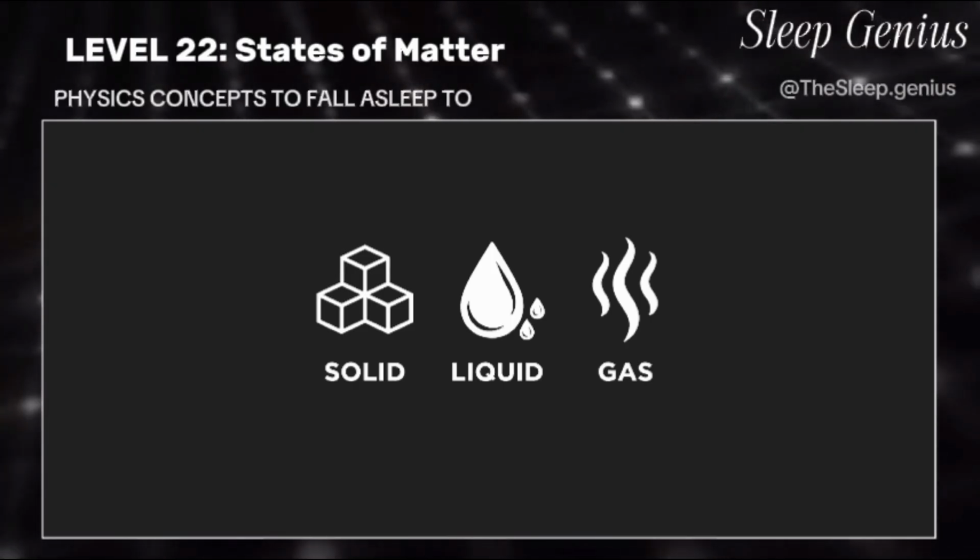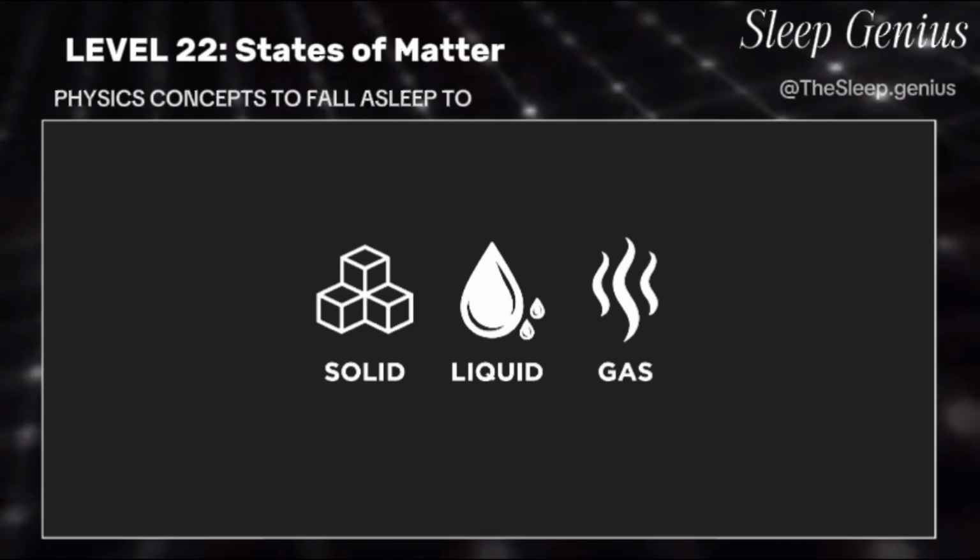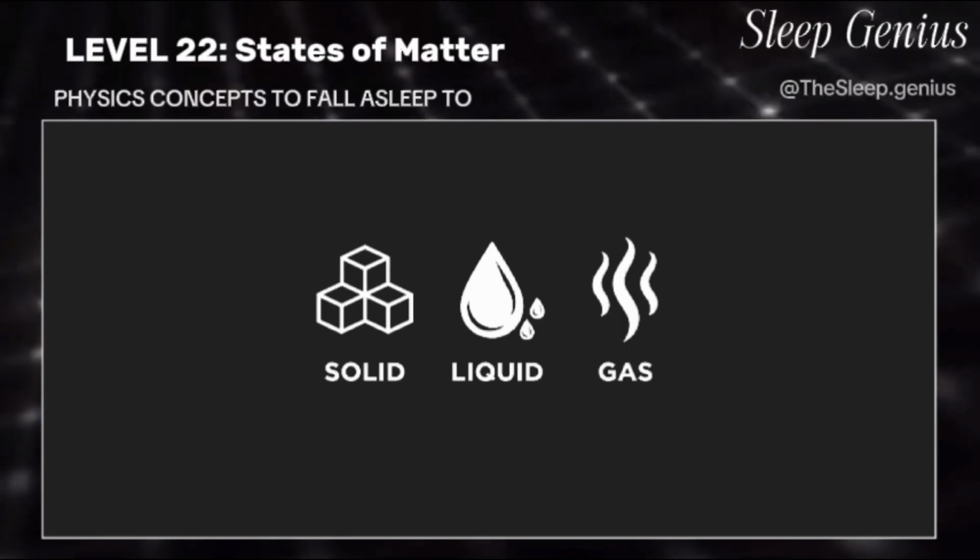Changes of state occur when energy is added or removed. Ice melting, water boiling, oxygen and air. Extremes of pressure and temperature can form plasma or Bose-Einstein condensates. Energy controls motion. Matter adapts its form according to energy and environment.